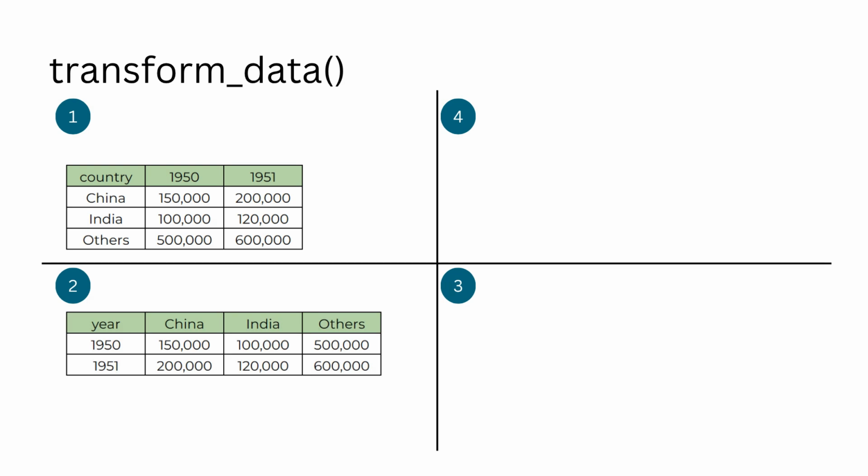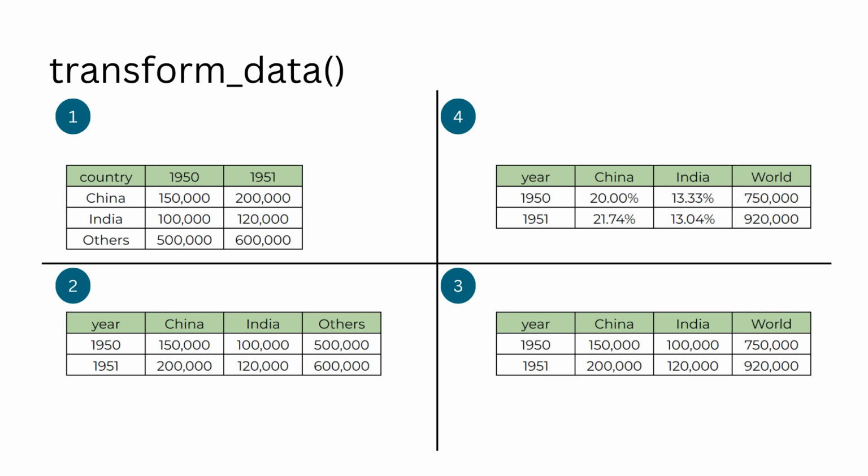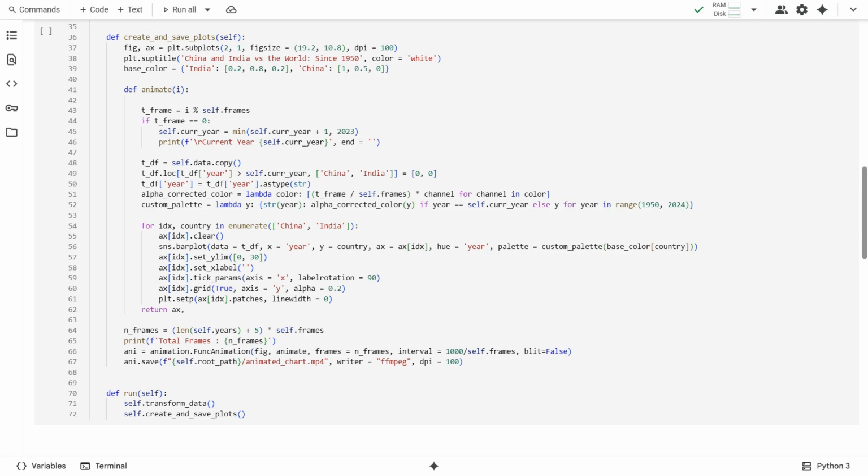We transpose the data frame into a year indexed format. The countries become the columns, and the year becomes the index. Note that all the countries, except India and China, have been abstracted as others. We create a new column called World, which is the sum of populations of all the countries. Next, we calculate the ratio of populations of India and China. The ratio of populations is all we need, so we drop the world column. The transformations are done, so we move on to plot the data.